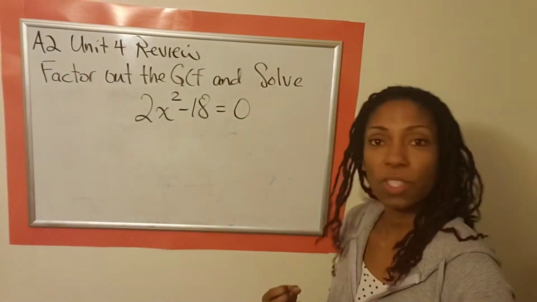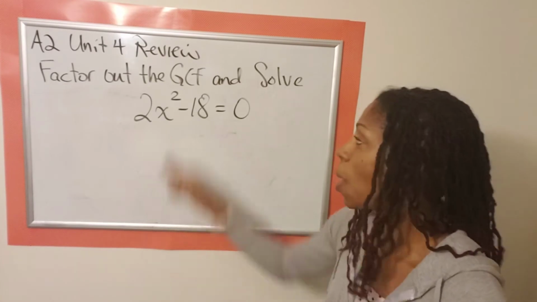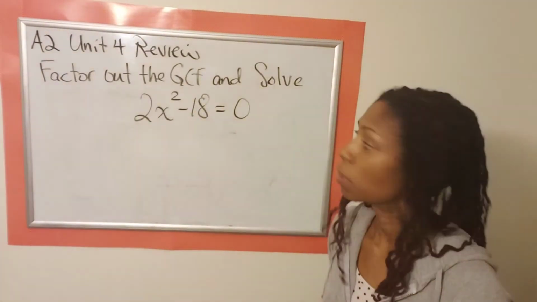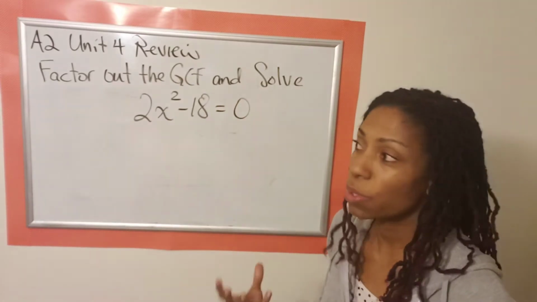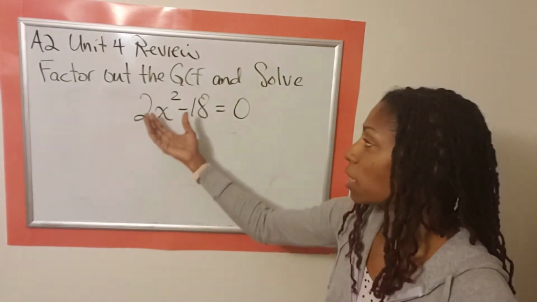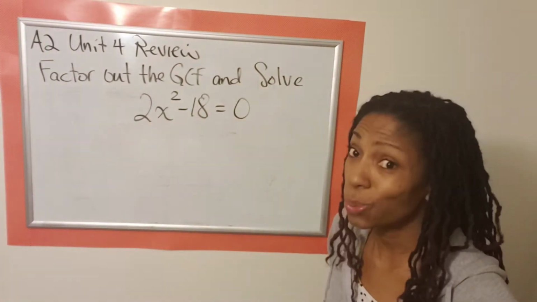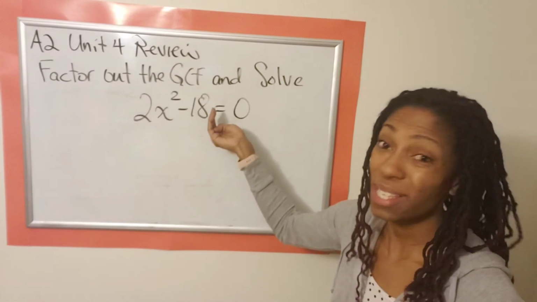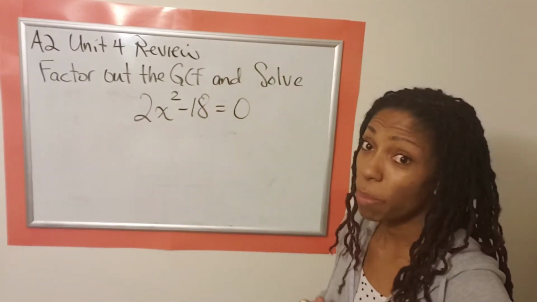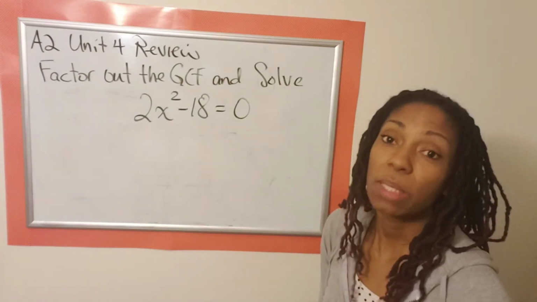So GCF just means what is the greatest common factor that can go into both terms. So we have a 2x squared and a minus 18. Those are my two terms. So just looking at the coefficients 2 and 18, I know that 2 could definitely go into both. This one has an x term, this one doesn't. So x does not go into both. Only 2. That's the greatest number that can go into both.